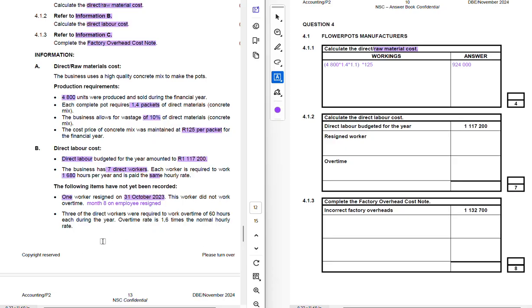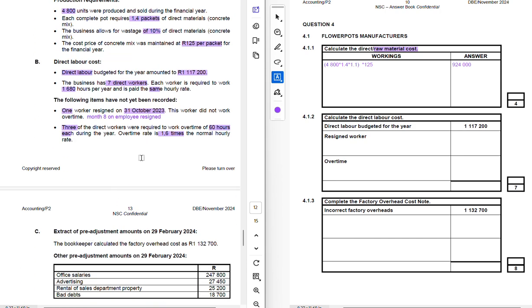So the more information that we are told that has not been accounted for is regarding the three direct laborers. They were required to work 60 hours each during the year, and the overtime rate is 1.6 times. So what can we see here? We have a total of 7 direct workers. One resigned and we're left with 6. Of those 6, 3 were required to work 60 hours overtime each during the year. And the overtime rate is 1.6. That's all the information that we have for B.